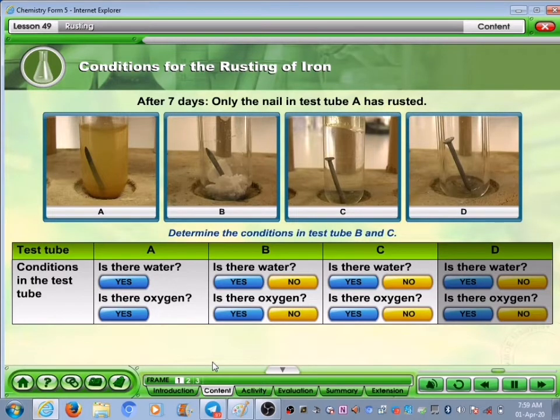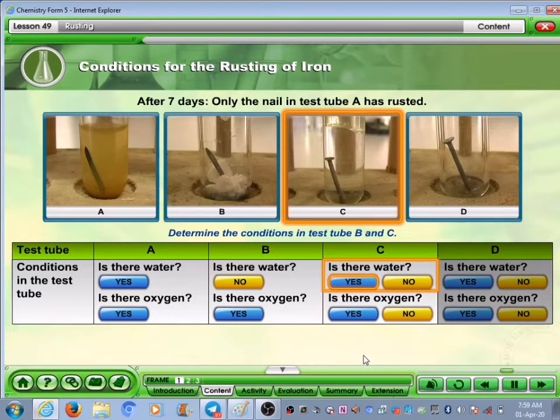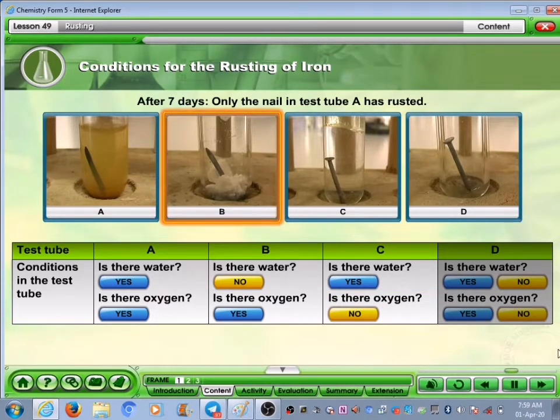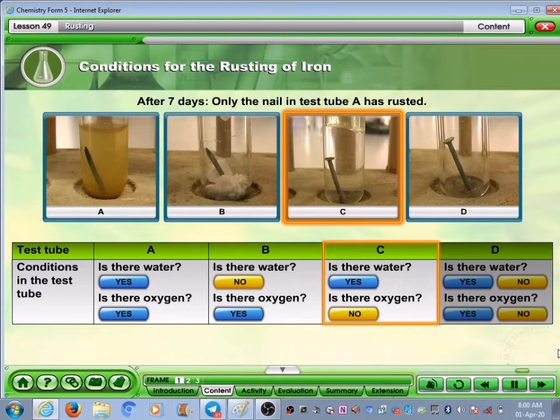Now, determine the condition that is present in test tube B and C. Well done! The nail in the second test tube is exposed to oxygen, but there is no water. The nail in the third test tube is exposed to water, but there is no oxygen.